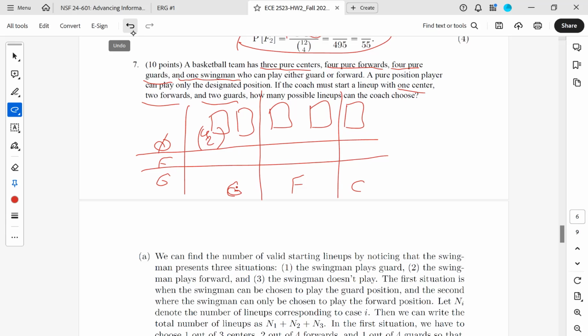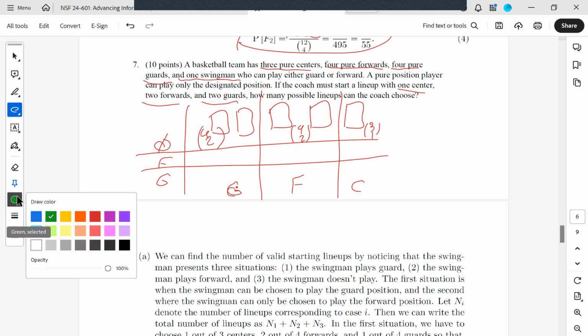How many choices do we have for filling the position for forward? Again, we have 4 people in our category. We want to choose 2, so it's 4 choose 2. For the center, we want 1 out of the 3 people that we have, so it's 3 choose 1.